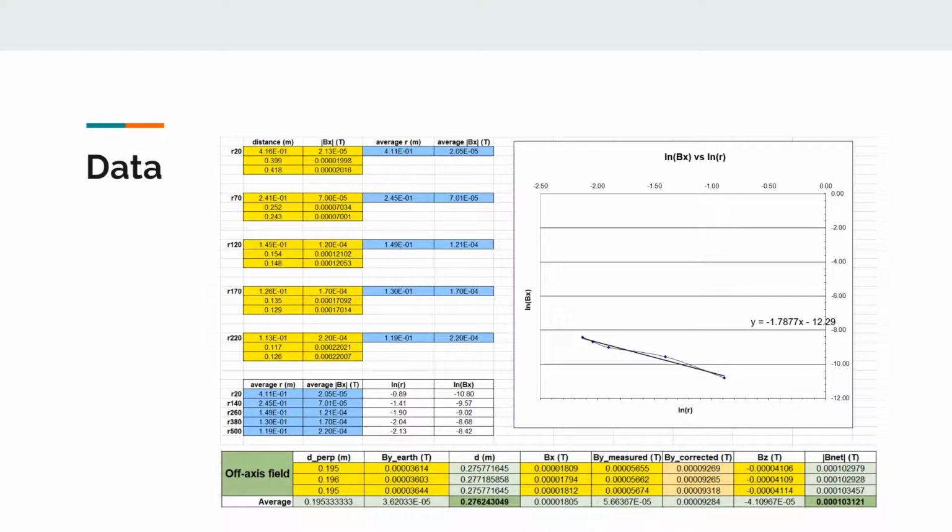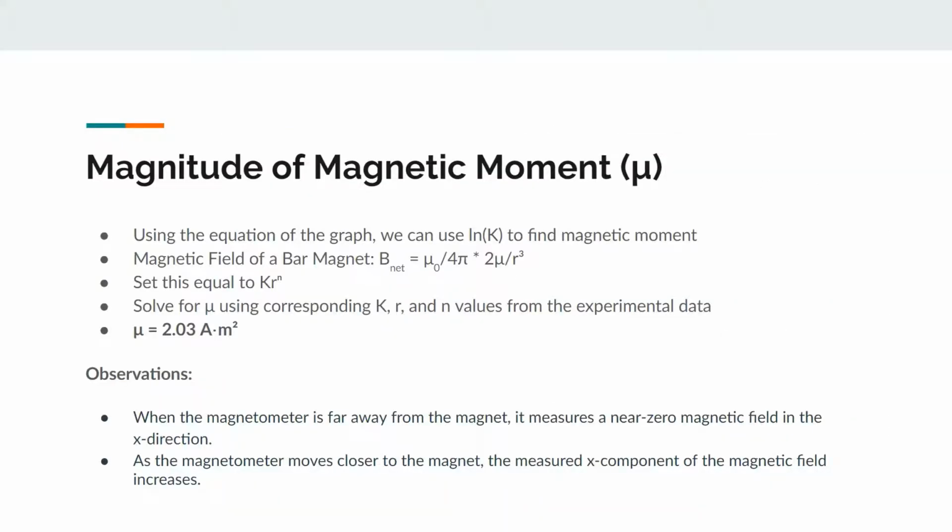So in this equation, we can see that we wanted to derive the ln of k and ln of r values, as well as the n value found from the equation of the line of best fit. In order to calculate the magnetic moment, we can set these values into the k times r^n equation, which equals the magnetic field, and also set this to the actual magnetic field of the bar magnet. And then solving for mu, which corresponds to magnetic moment, we can get around 2.03 amp meters squared.